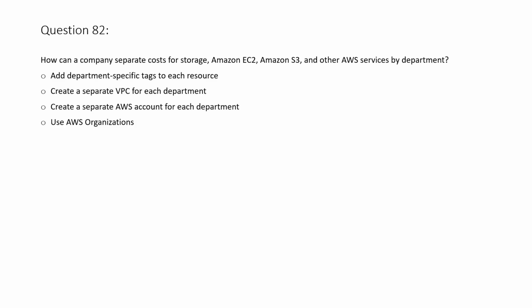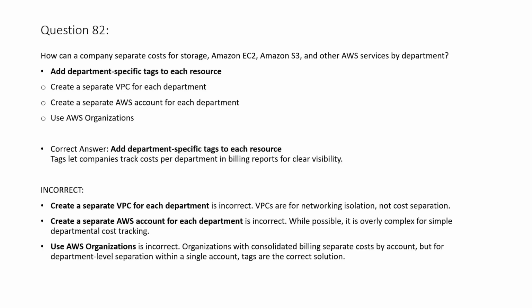Question number 82. How can a company separate costs for storage, Amazon EC2, Amazon S3 and other AWS services department-wise? Options are option A, add department specific tags to each resource. Option B, create a separate VPC for each department. Option C, create a separate AWS account for each department. Option D, use AWS Organizations. So the correct answer is add department specific tags to each of the resources. Tags let companies track the cost per department in billing reports for clear visibility.